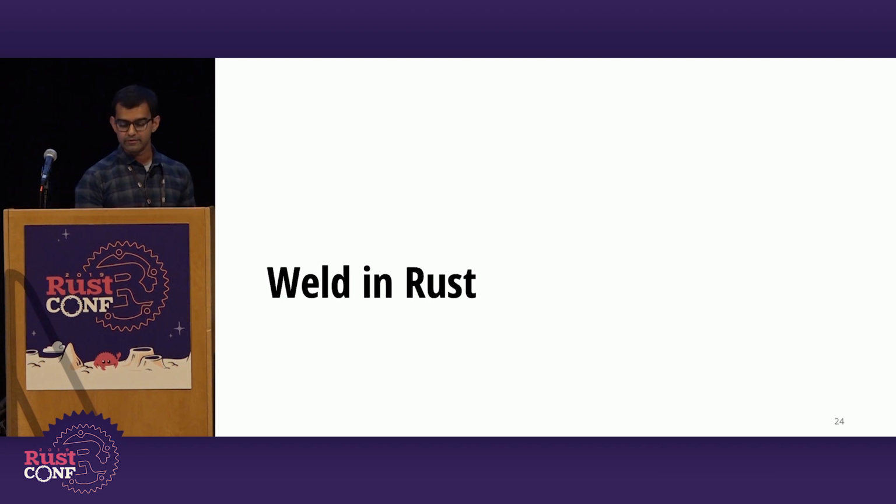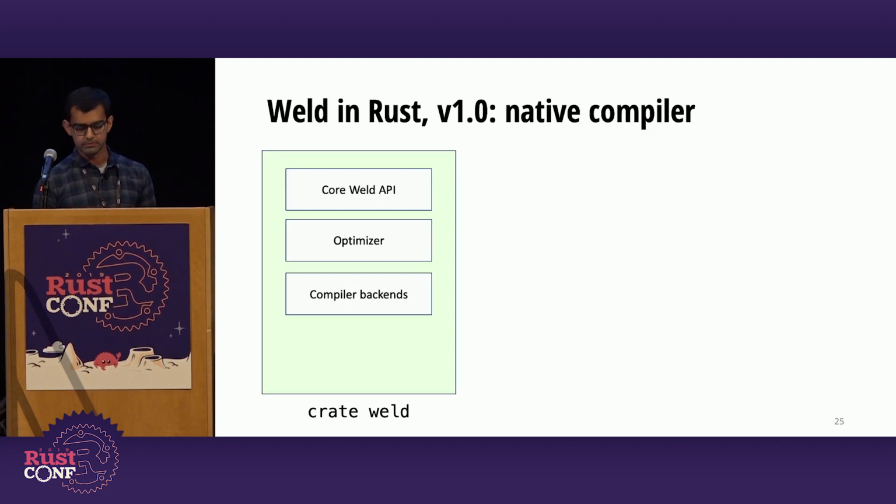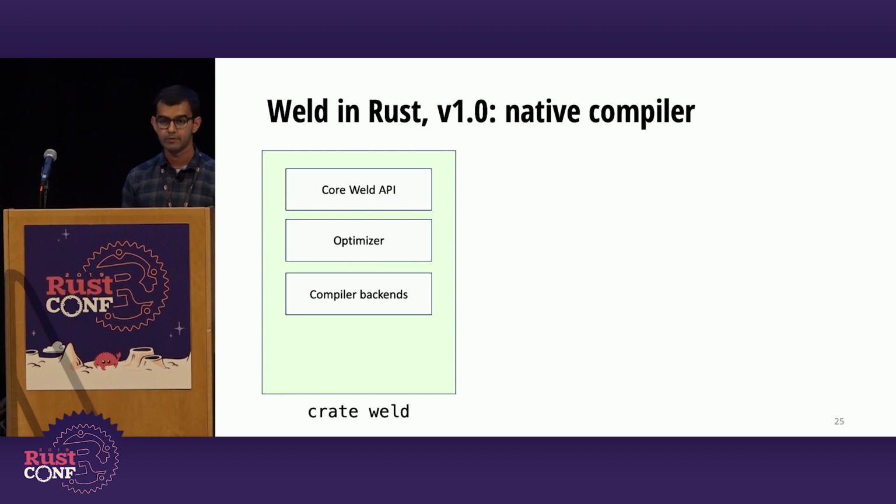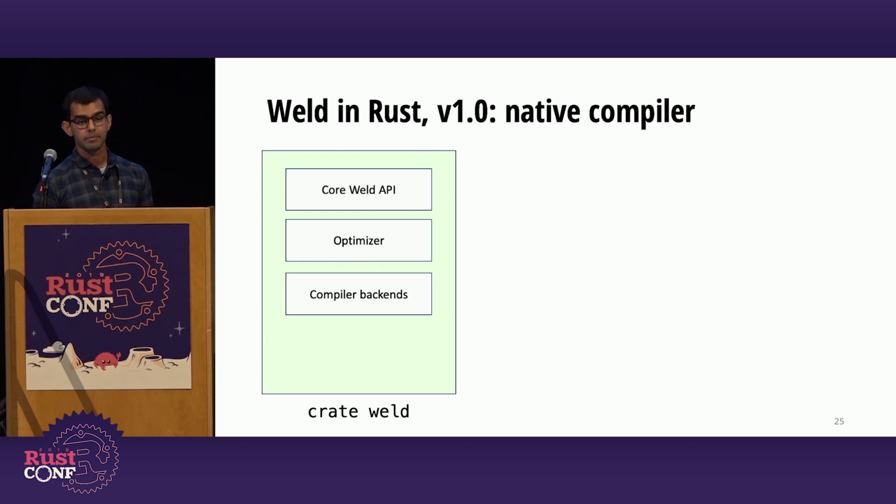OK, so I'll dive a little bit into how we actually use Rust for building Weld now. So the first iteration of Weld and Rust was basically just looking at the compiler. So we took all the Scala bits of our code, and we ported them over to Rust. So this involves the core API, the optimizer, and also the compiler backends.